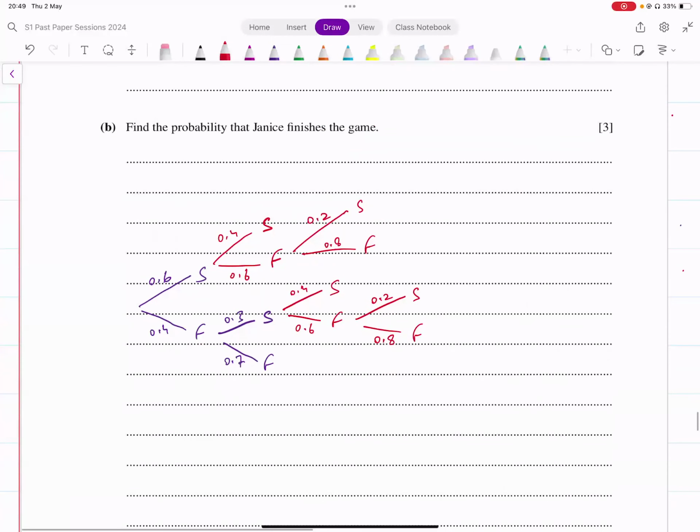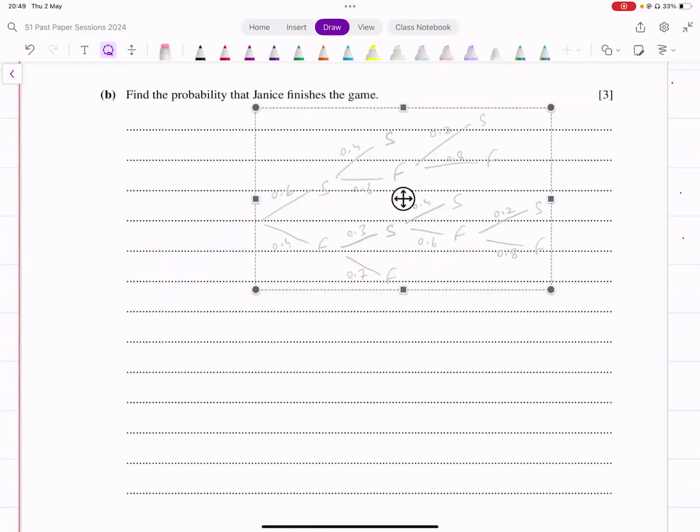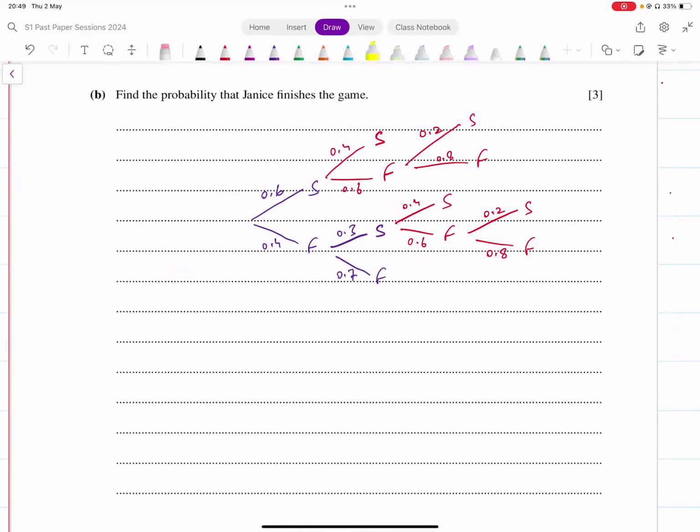Now it says find the probability that she finishes the game. Finishing the game means that she completes both levels eventually. What are the possible cases for that? She's successful here and successful again. She's successful the first time, then fails, and then is successful. Or she fails the first time, then is successful, and then is successful. Or she fails the first time, then is successful, then fails, and then is again successful. These are 4 pathways that we've got. We find the probabilities for each of these paths and then add them up together. That's going to give us the result.